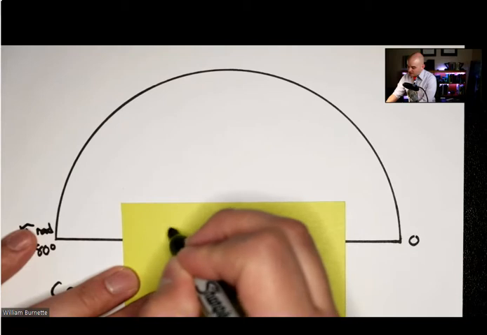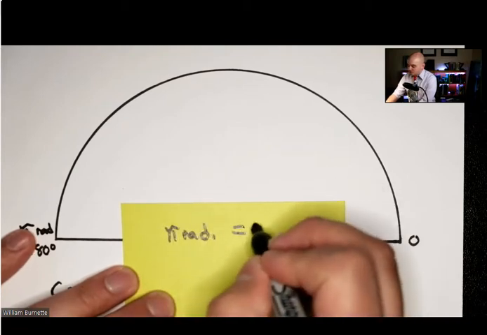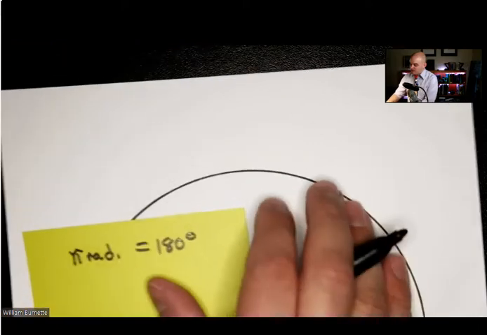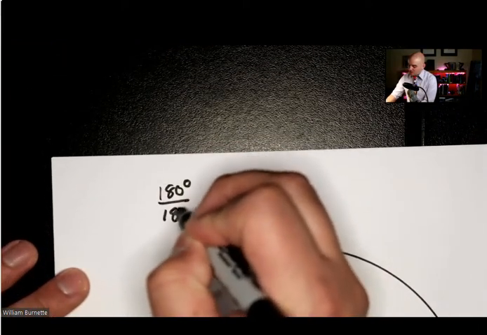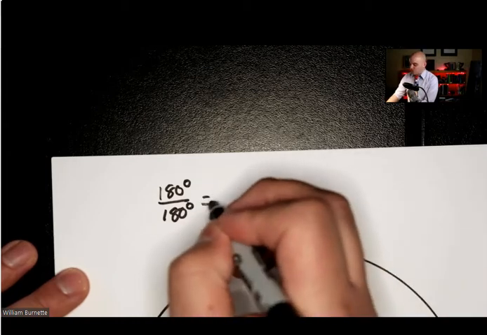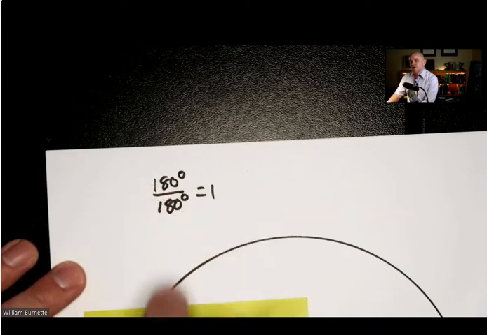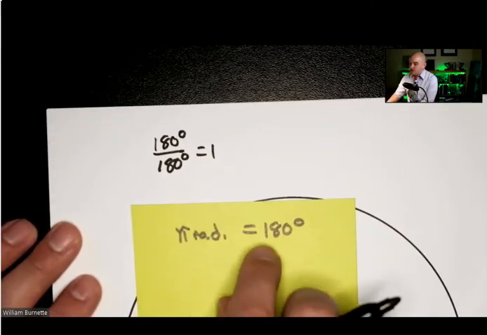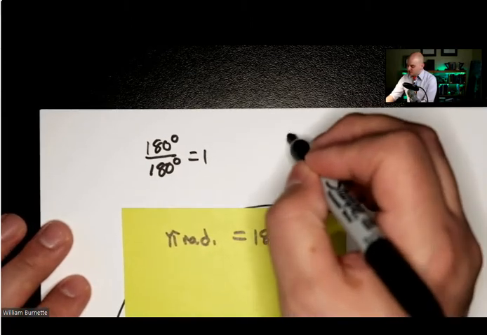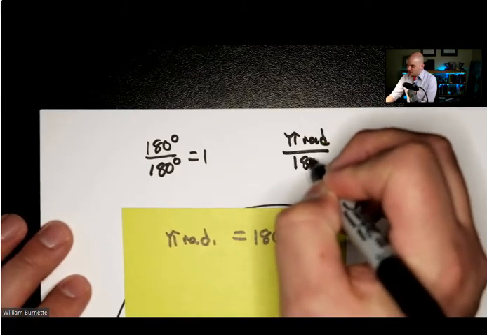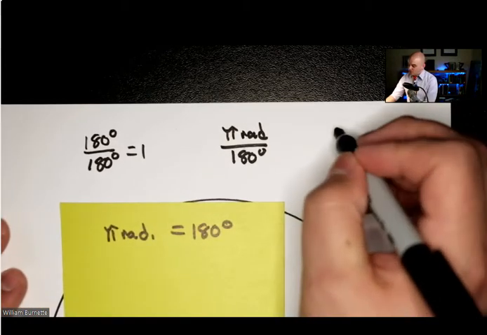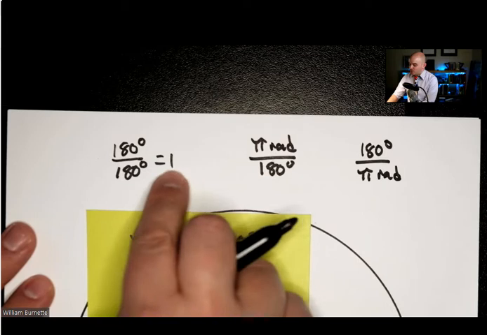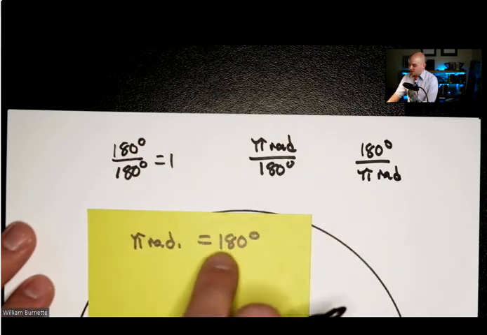We've got pi radians is equal to 180 degrees. That means that if you think about it, 180 degrees divided by 180 degrees is what? That's equal to 1. And I'm going somewhere with this. Well, we can say that if pi radians equals 180 degrees, then we can substitute 180 degrees with pi radians in one of these two spots. So I could say pi radians over 180 degrees is also equal to 1, or 180 degrees over pi radians equals 1. Both of these fractions equal 1 because 180 over 180 equals 1, and pi radians equals 180 degrees.